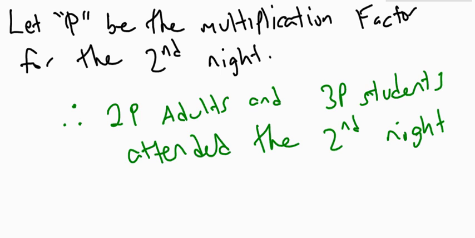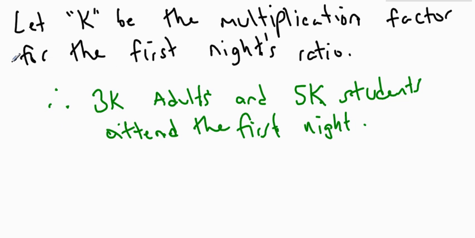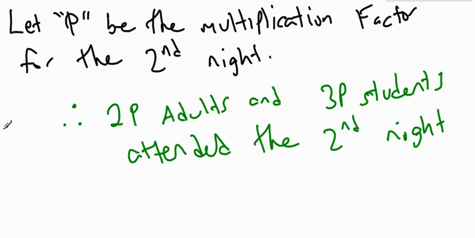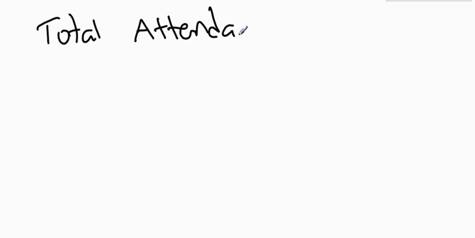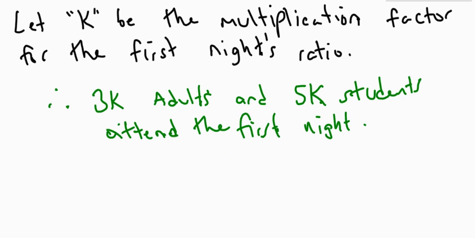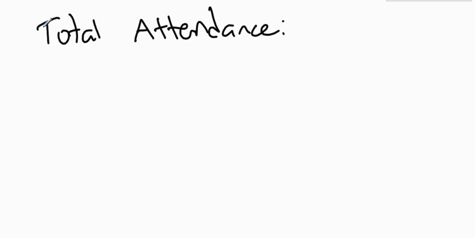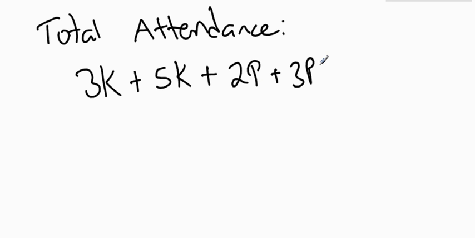So what do we know? Okay, well, 3K adults and 5K students attended the first night. 2P adults and 3P students attended the second night. So that means that total attendance, I can talk about total attendance because on the first night, I had 3K adults and 5K students. On the next night, I had 2P adults and 3P students. And altogether, we know, if you look at the question, that there were 1,390 students, sorry, people.